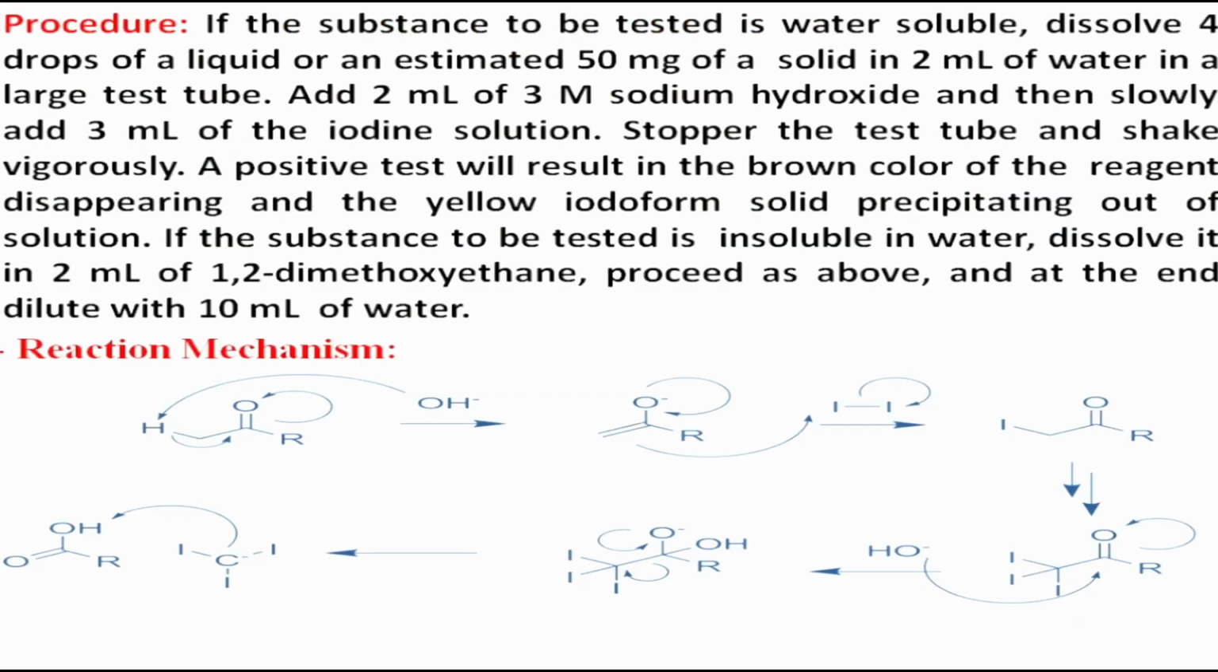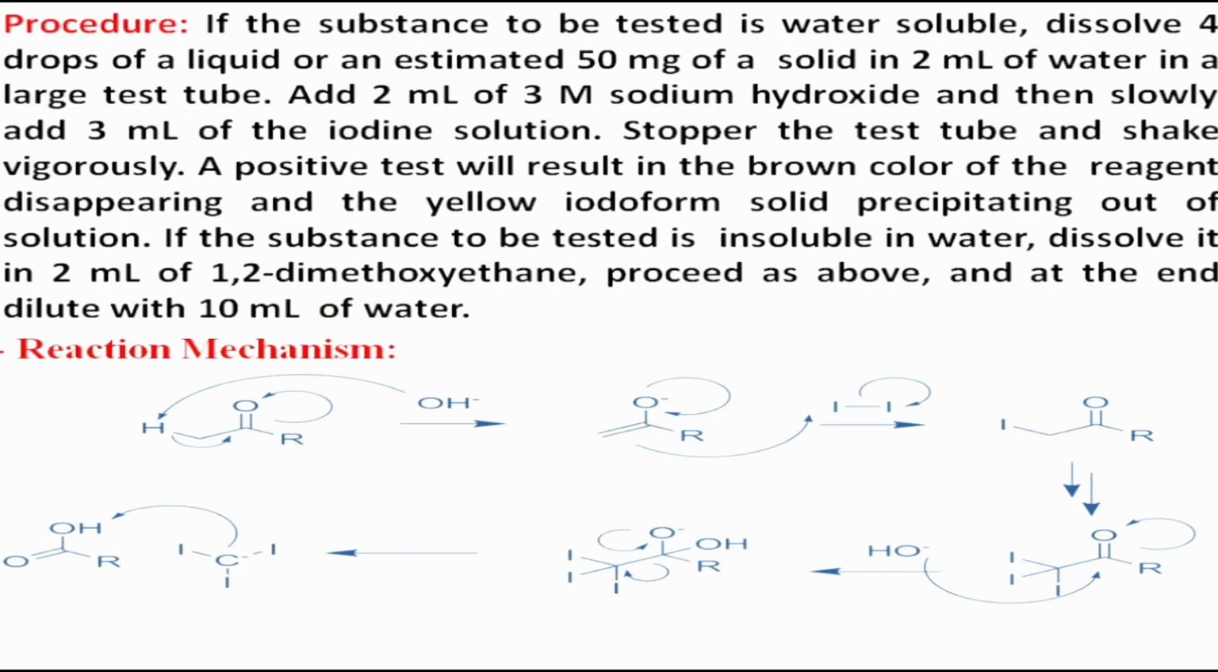Now what is the actual procedure? The procedure is simple. When the substance to be tested is water soluble, take 4 drops of liquid or an estimated 50 mg of solid in 2 ml of water in a test tube. To that, 2 ml of 3 molar sodium hydroxide solution is added, shake well, and then add 3 ml of iodine solution. Then close the test tube with a stopper and shake vigorously.